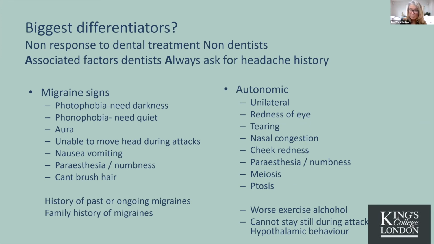They'll have probably a past history of migraines or a current history of ongoing migraines and a family history of migraines. And then on the right-hand side, you've got the autonomic signs, which I mentioned. These are the parasympathetic signs that will sway you towards a trigeminal autonomic cephalalgia diagnosis. And I've been through this already.